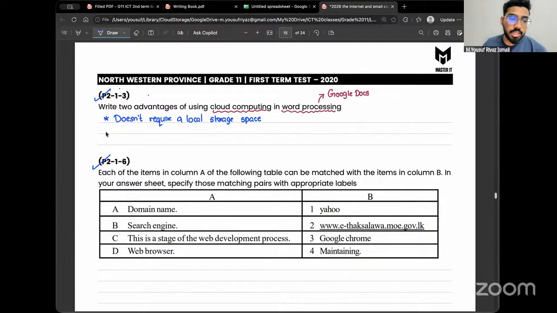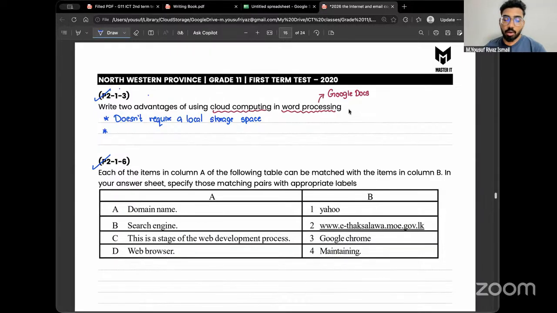Another answer is in terms of sharing the data files. Comparatively, what's more convenient in sharing files? Is it easy to share a file through Google Docs or Microsoft Word? Which one is more convenient, if you have used them? When you're sharing through Google Docs, you can generate something very easily. What is that? Correct. You can generate something called a shareable link.